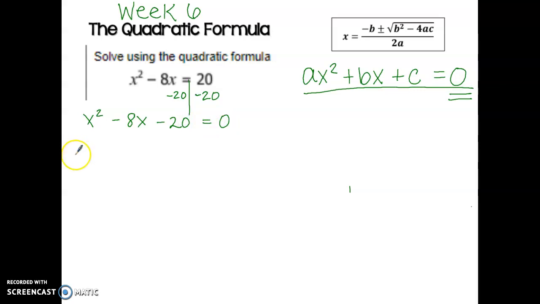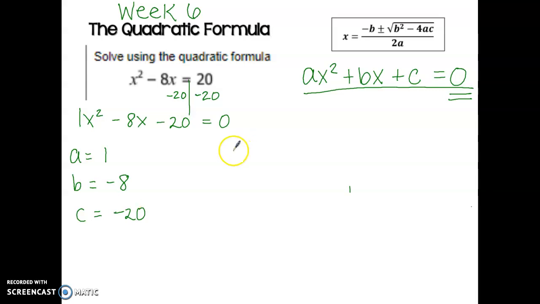Okay, once that has occurred, now I can talk about what A, B, and C are. A is the coefficient in front of x squared. If there's nothing in front of x squared, what's understood to be there? Remember, there's an understood 1. That's like 1 times x squared. So A is 1. B is the coefficient in front of x, so that's going to be negative 8. And then C is your constant, the number by itself at the end, and so that's going to be negative 20. Always make sure to keep the negatives with the number that they are in front of.